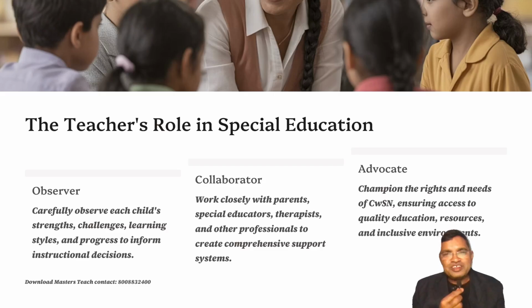Okay, the function of a special teacher as advocate. The teacher is a champion of the rights and needs of children with special needs, that is CwSN. They should know the rights and laws about them, ensuring that they get quality education and resources in an inclusive environment. It is our duty that everybody gets educated.